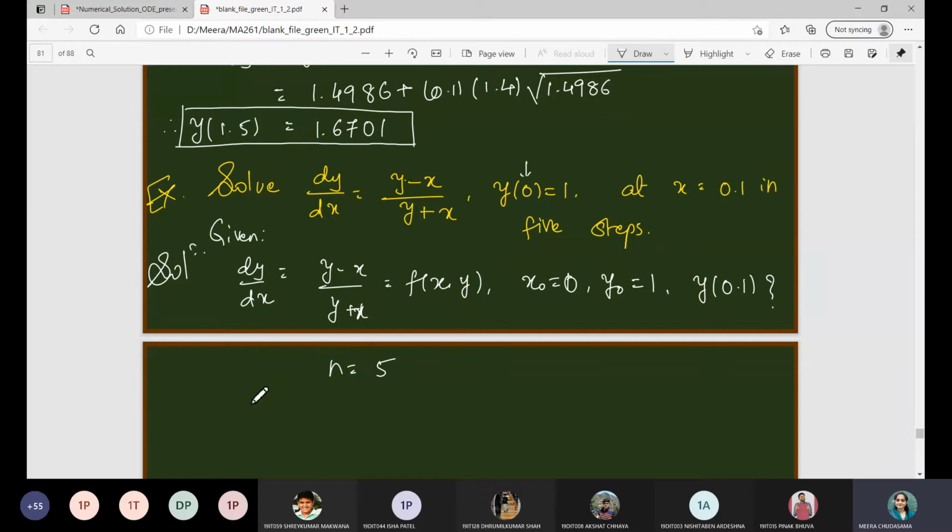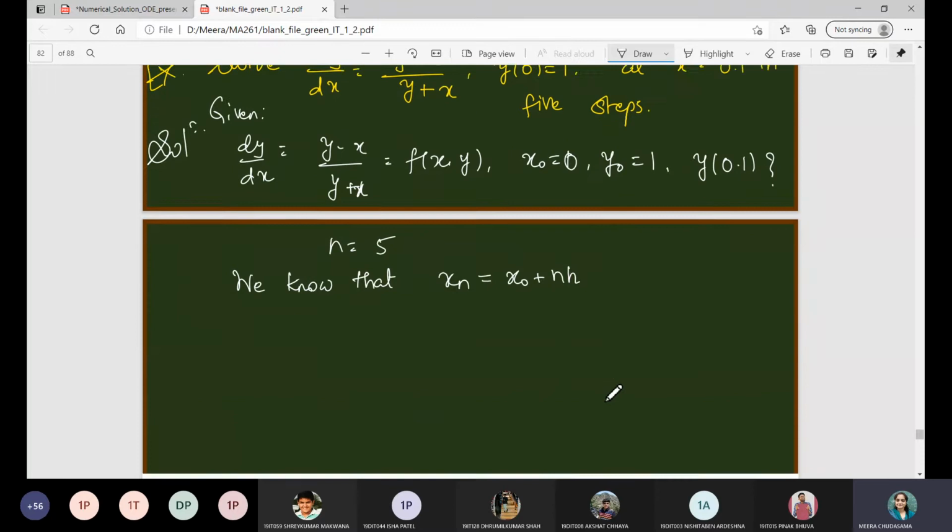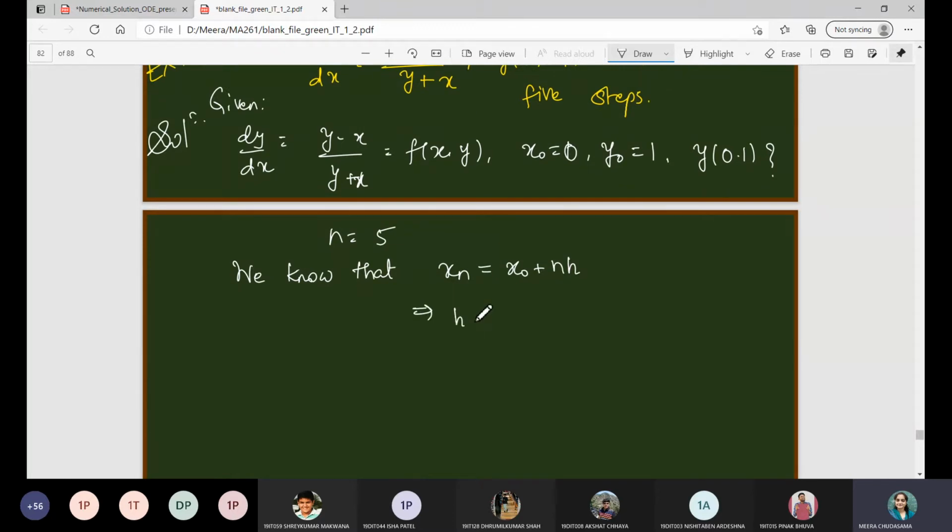So let us consider now the formula. We know that to get the step size, xn is equal to x0 plus nh. This implies h is equal to xn minus x0 upon n. So what is xn here? It is 0.1, the point at which we want to evaluate the y value. Initial value is 0 and we are asked to compute it in 5 steps, so n is equal to 5. So h is nothing but 0.02.